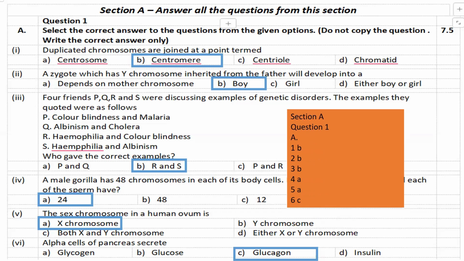So while writing your answer, you have to write like this. Section A, write question 1 on a separate line, not in the margin, outside the margin. Question 1 to be written outside the margin. Then write A, that is the first one, and then write like this: 1B, 2B, 3B, 4A, 5A, 6C. This is the way you answer.